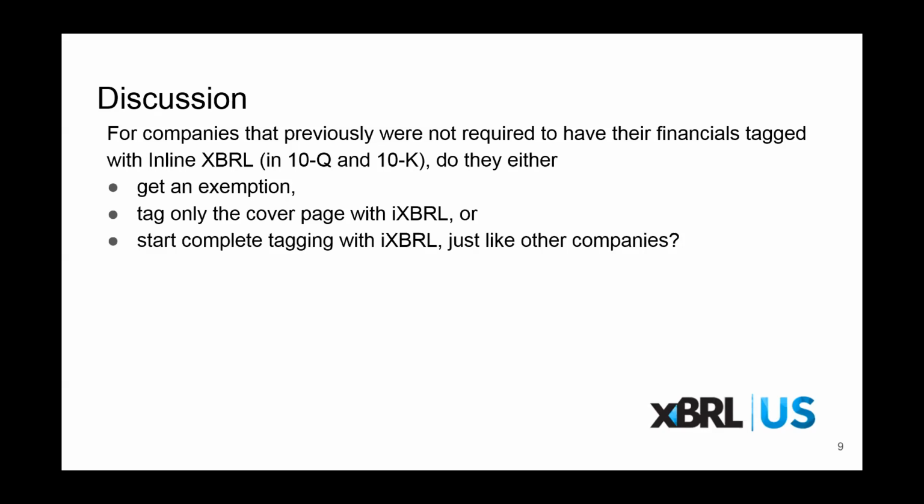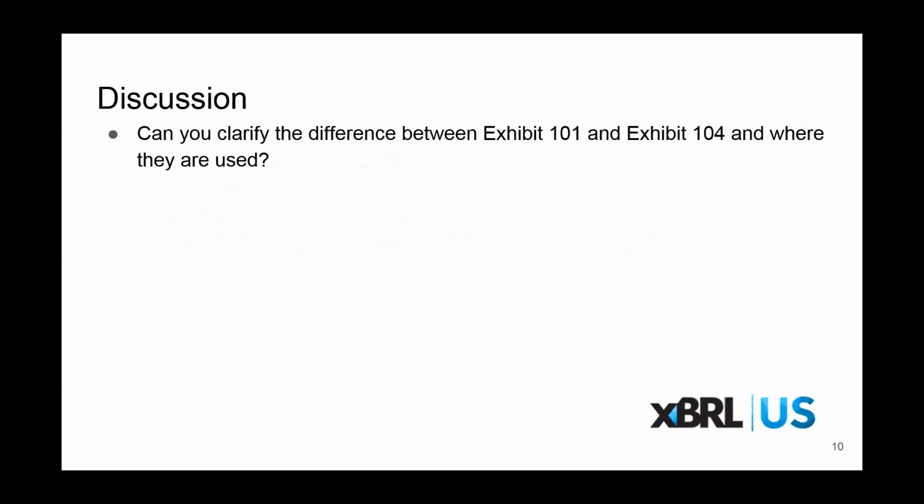Makes sense. All right. Can you spend a few moments explaining the difference between Exhibit 101 and Exhibit 104? Specifically, where are they used? Sure, good question. Exhibit 101 is required to be filed with any inline XBRL submission. Exhibit 101 contains the structured disclosures within the filing. Exhibit 104 is required to be filed with any cover page submission tagged in inline XBRL, and it must be included as part of the Exhibit 101.